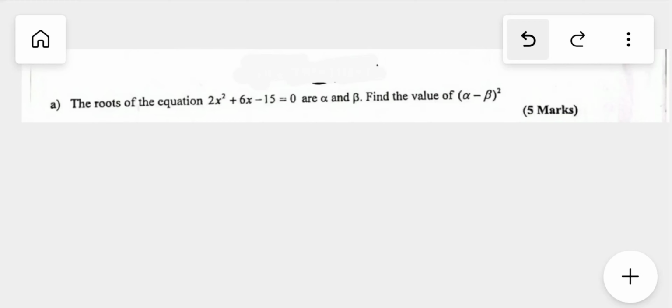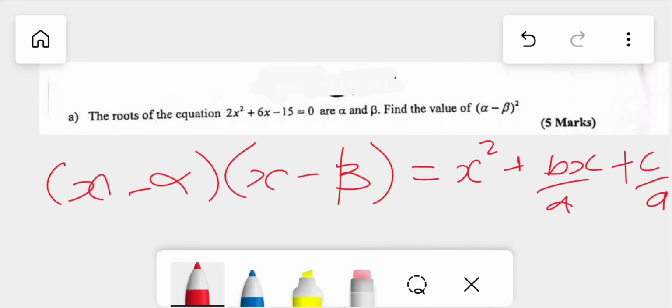The way we're going to solve this question is to find the relationship between this given quadratic equation and alpha and beta. The relationship of alpha and beta to the quadratic equation is represented by the way we've been presented here.